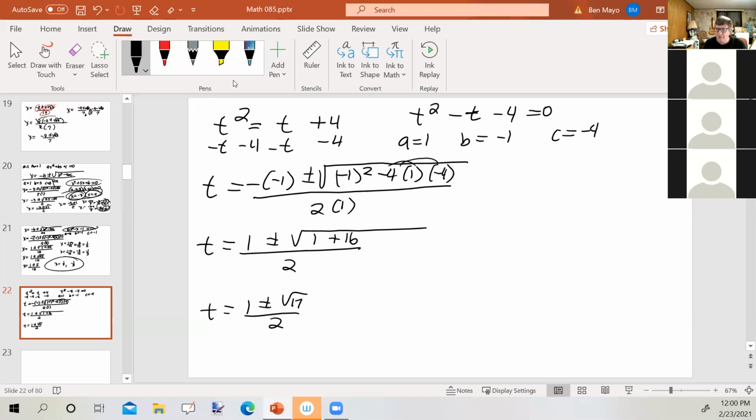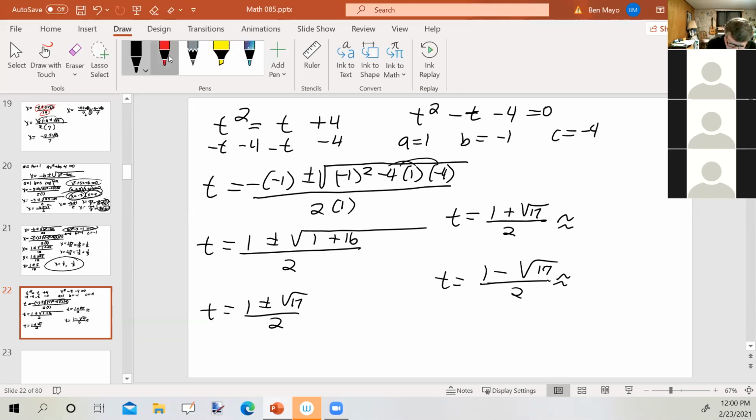And in WebAssign, just as in the previous section, we have to list these. You can't use that plus or minus. So we're going to have t equals 1 plus the square root of 17 all over 2, and t equals 1 minus the square root of 17 all over 2. In addition, we're going to find the decimal approximation to the nearest hundredth.